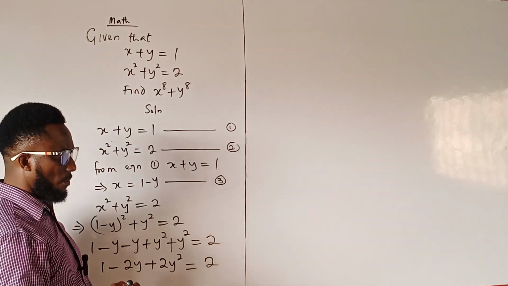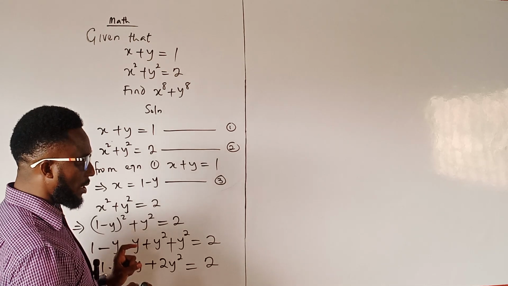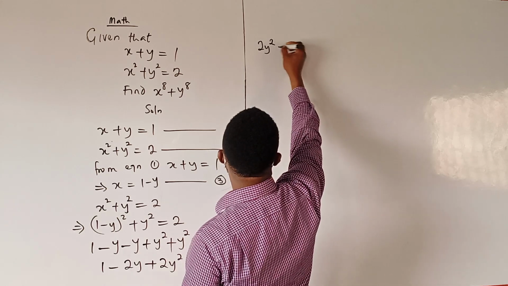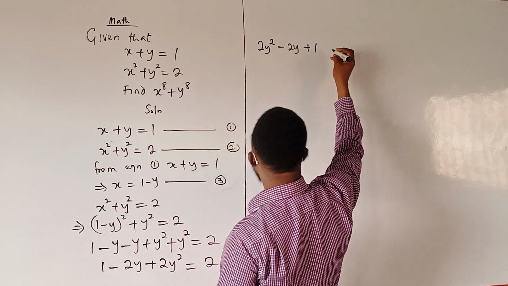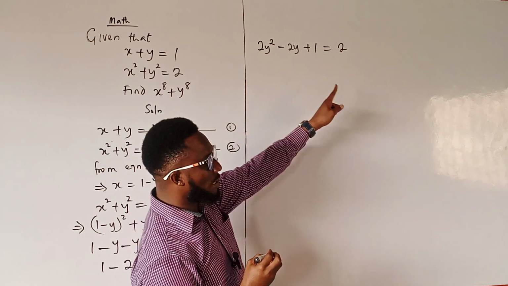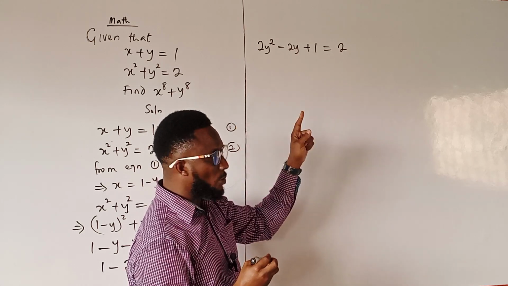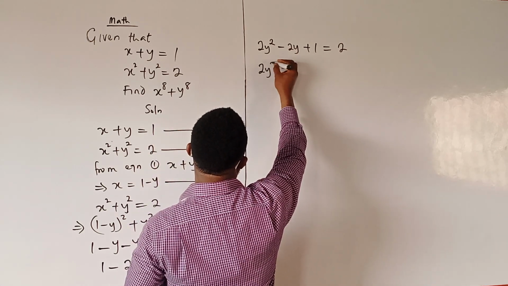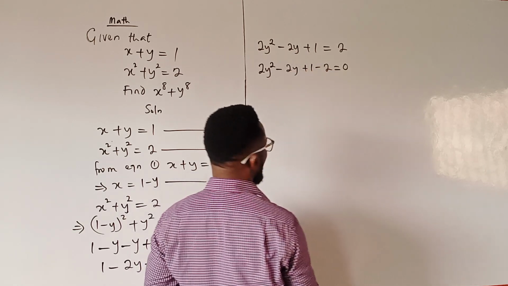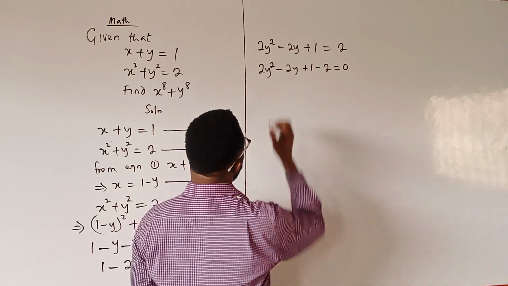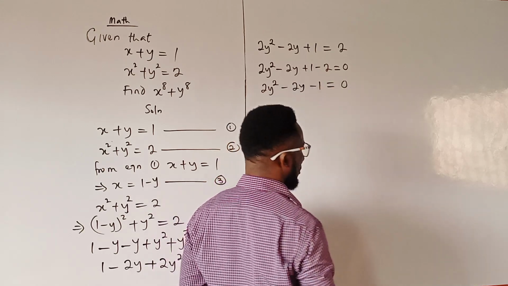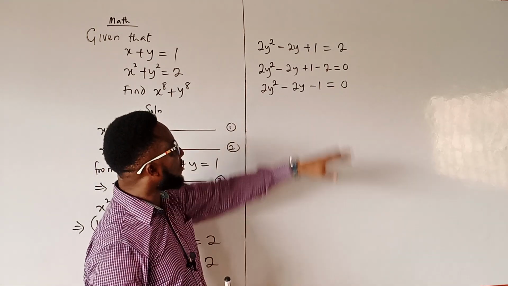This is a quadratic equation. I will rearrange it to be in a standard form. So I can write this to be 2y squared minus 2y plus 1 equal to 2. I will take the 2 from the right to the left, so everything will be equal to 0. 2y squared minus 2y plus 1 minus 2 equal to 0. 1 minus 2 is minus 1. So 2y squared minus 2y minus 1 equal to 0. So this is the quadratic equation we are going to be solving.